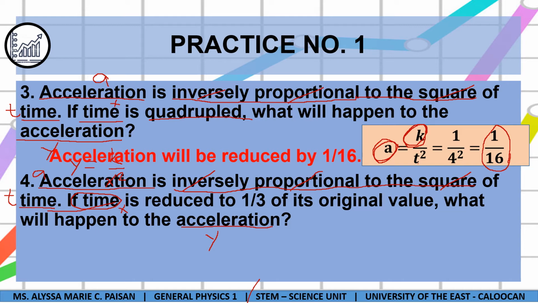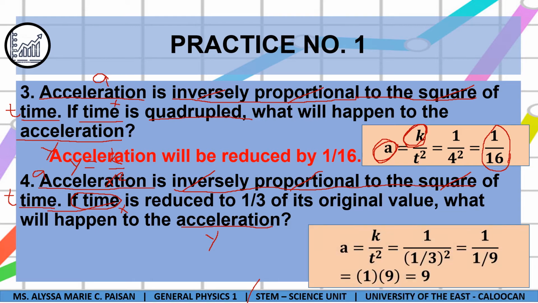So let's do the method that we usually use. We set A as is, K is 1, and T will be 1/3. Okay, when you square 1/3, that will become 1/9.